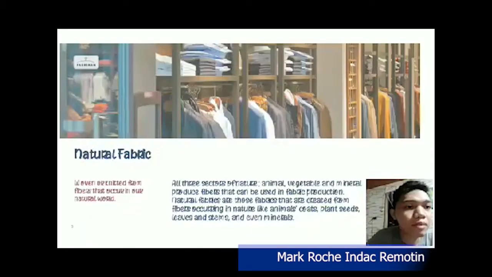So, natural fabrics are woven or knitted from fibers that occur in the natural world. So it is not man-made, obviously. It is not synthetic. We have three sectors from which this can be made: first, animals, vegetables, and minerals. One of the best examples of natural fabrics is silk.